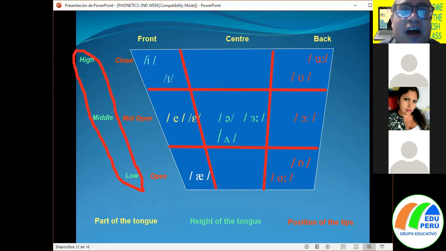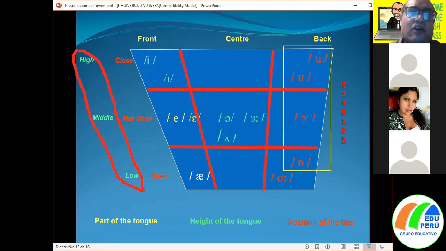So we have here the vowel sounds. And as I told you, here we recognize the rounded. Which vowels are rounded? U, o, o, o. And the last back vowel is not rounded, it's open. But notice that we apply rounded just in the back vowels, not in the central vowels, neither in the front vowels. Just in the back vowels, we apply the characteristic of rounded.